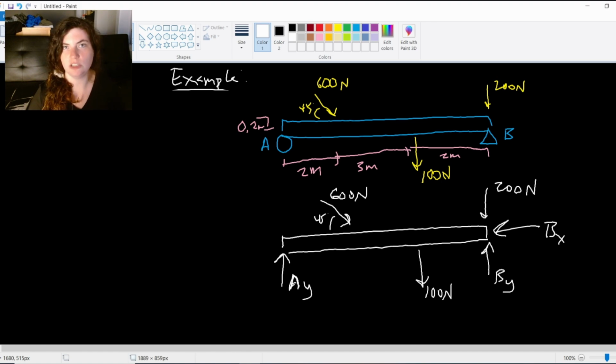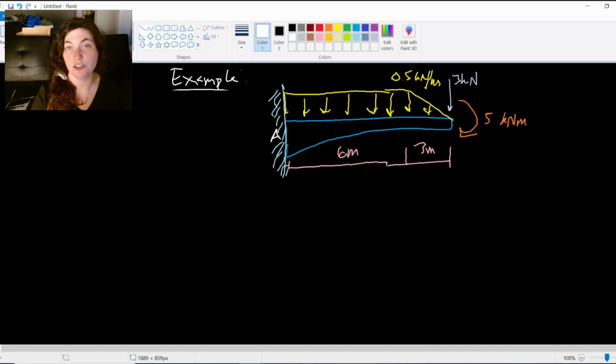So the major change is really just adding in those support reactions. But you may also have to do something like simplifying loading, right? So let's take a look at an example like that. In this example, I have a distributed load across this beam with a fixed connection at point A, right? It's connected to a wall here.